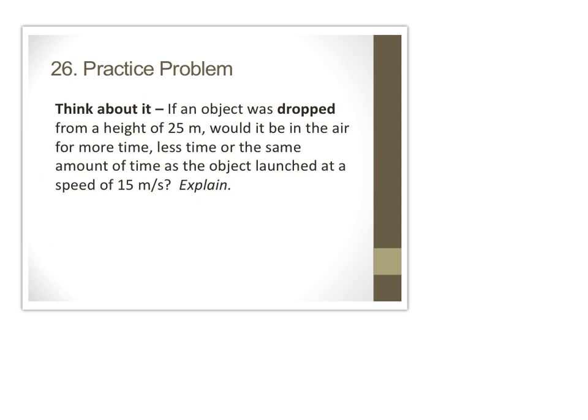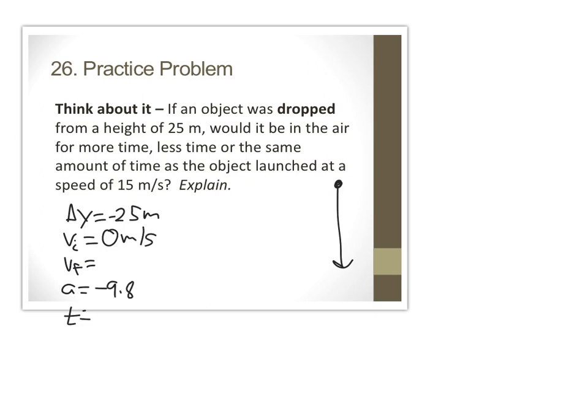So now we have this think about it question about an object that's dropped from a height of 25 meters as opposed to being thrown. We want to know how its time in air compares to the object that was thrown at 15 meters per second. So I'm going to set up this object that's just starting up here and falling straight down 25 meters. So I'll say its delta y is 25. It's dropped, so its initial velocity is 0. And its acceleration, of course, is negative 9.8 meters per second squared.